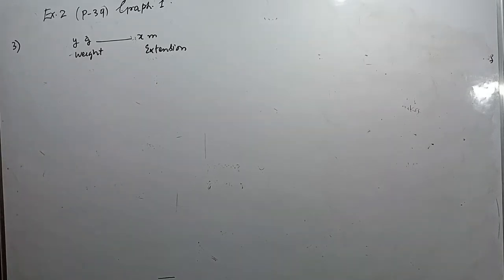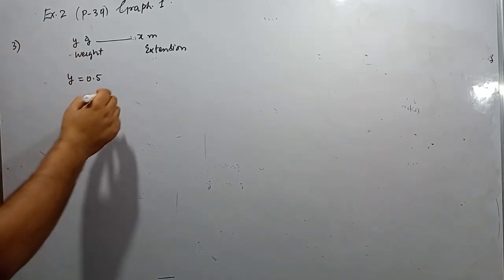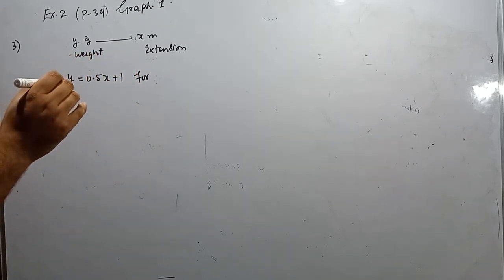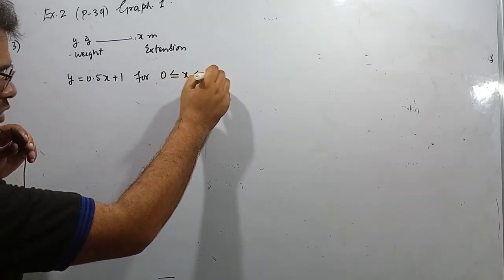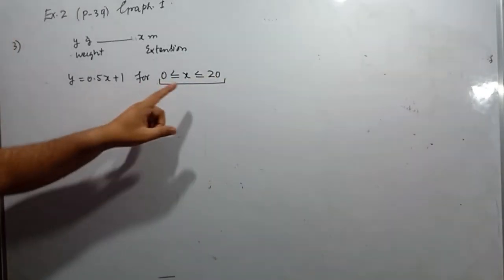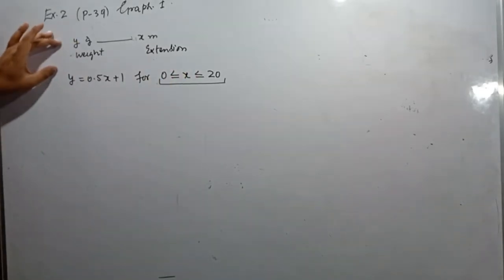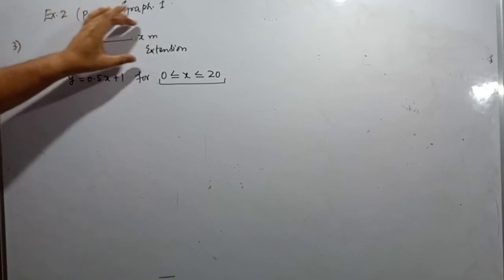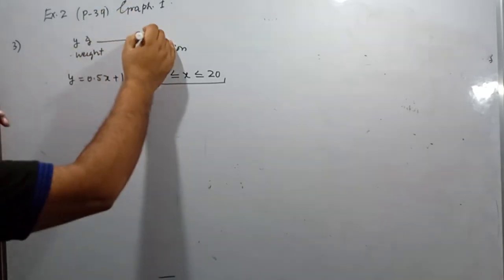The formula here is given y equal to 0.5x plus 1 for 0 is less or equal to x is less or equal to 20. The range of the values is given from 0 to 20. That means the value of x we should take from 0 to 20. So what is the question? Understand the question. It is the weight and the extension. Weight in the grams and extension in meters. Sorry, extension in centimeters.